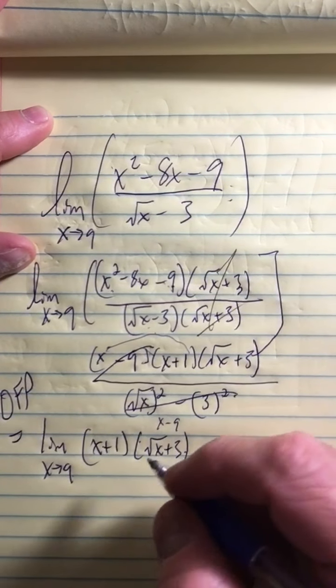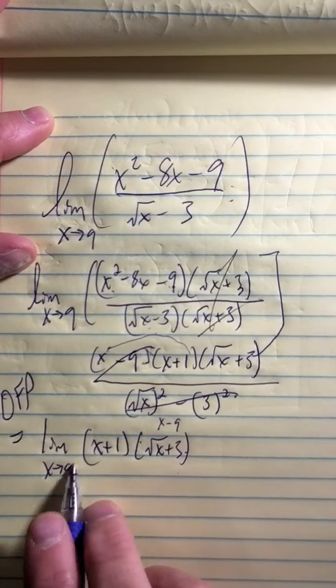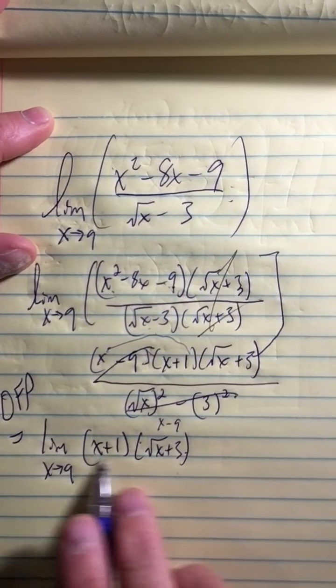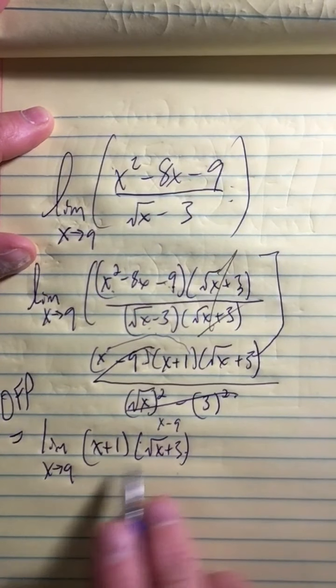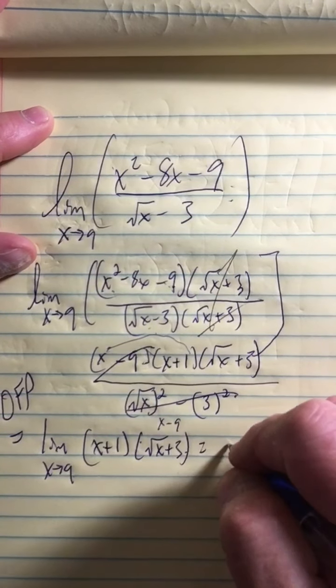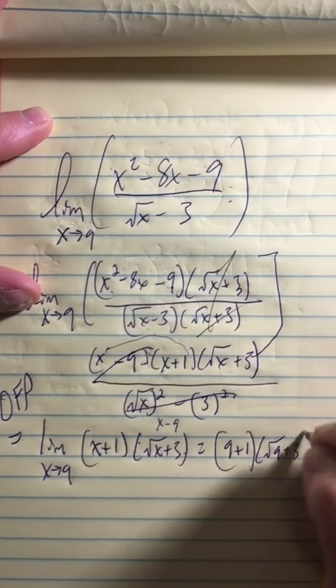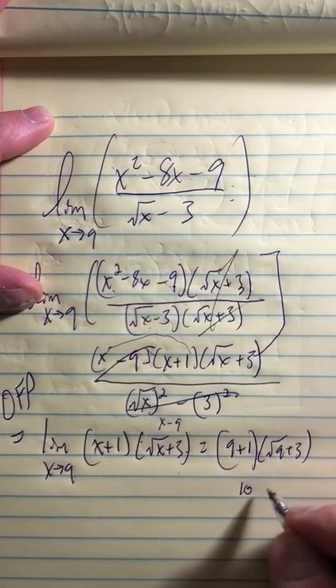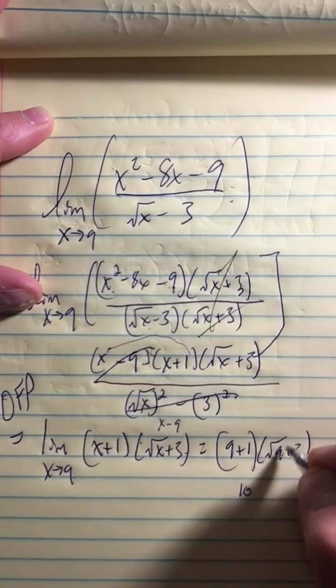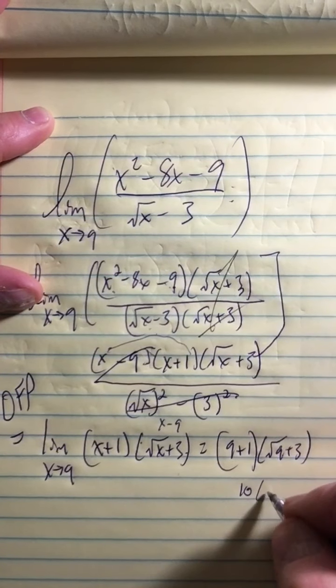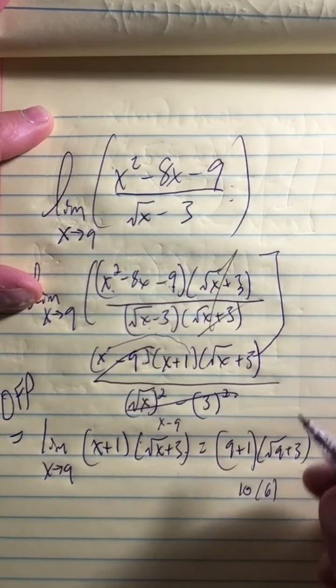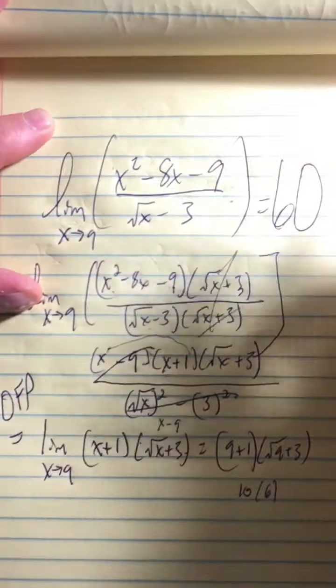Now, how do I evaluate the limit now? Well, it's continuous. It's not a quadratic because of the radical, but it's a continuous function for positive x values. So I just put in 9. I get (9 plus 1) times (the square root of 9 plus 3). Well, that's 10. And that's 3 plus 3, because the square root of 9 is 3. 3 plus 3 is 6. And so the limit is 60.